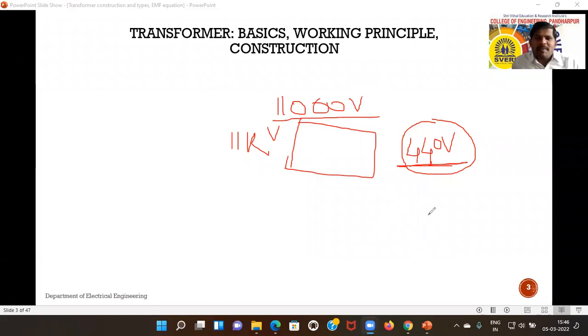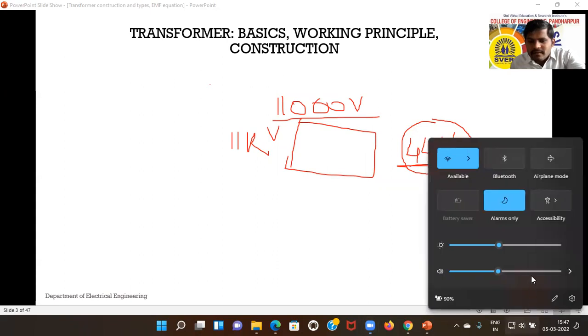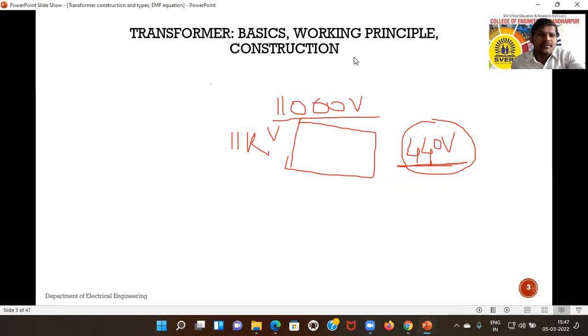Then what is the change in its power? What is the change in its power? Whether it will be the same, or there is a change, or power is also stepped down? Change the power. Yes. Change the power.